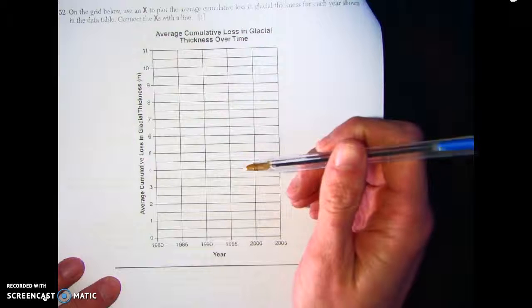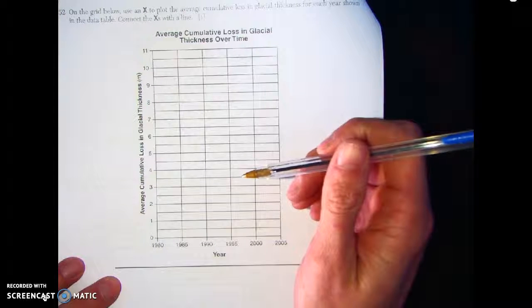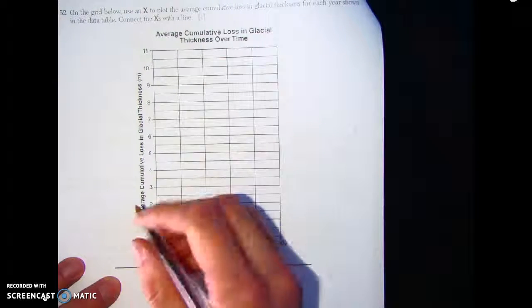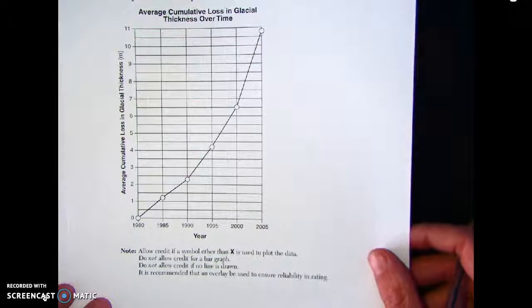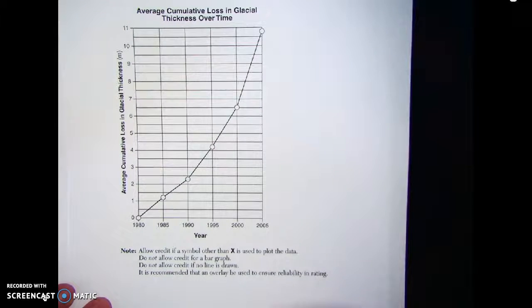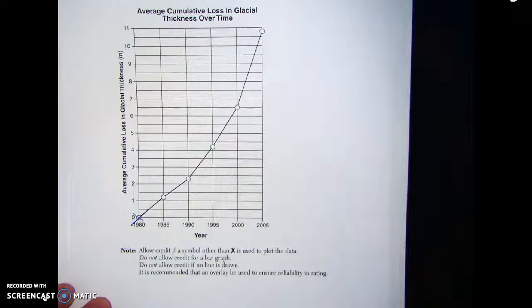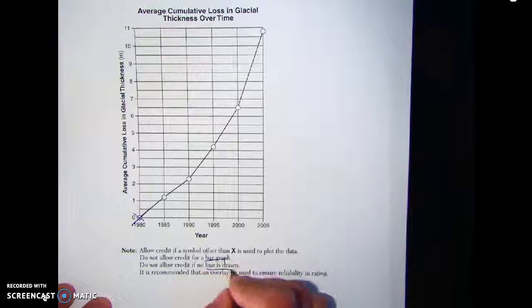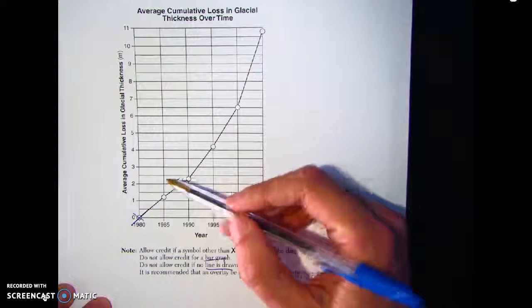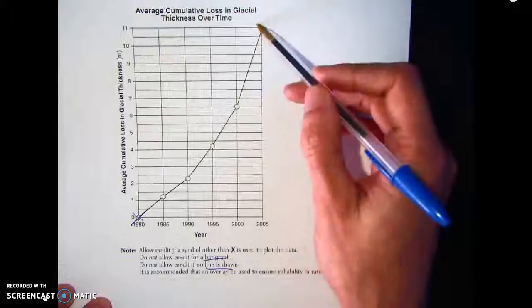Here we had to plot a graph about glacial ice and time. And I'm going to just put this graph, this is the answer key, and you can see what the graph should look like. And it says, allow credit if a symbol other than an X is used to plot the data. So in the directions it says to use an X, what that means is if you use circles or dots, that's okay. That doesn't really matter. No bar graphs, no line graphs, and it should be the same.